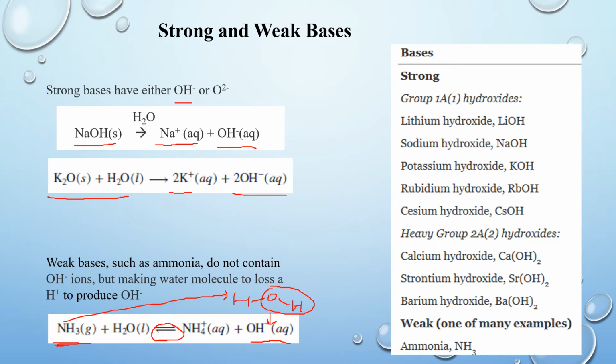In this table, you can see a lot of common strong bases, and ammonia is a weak base.